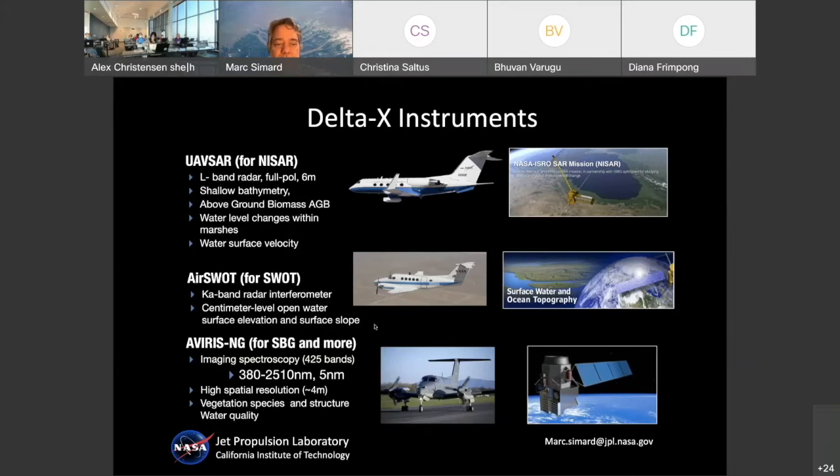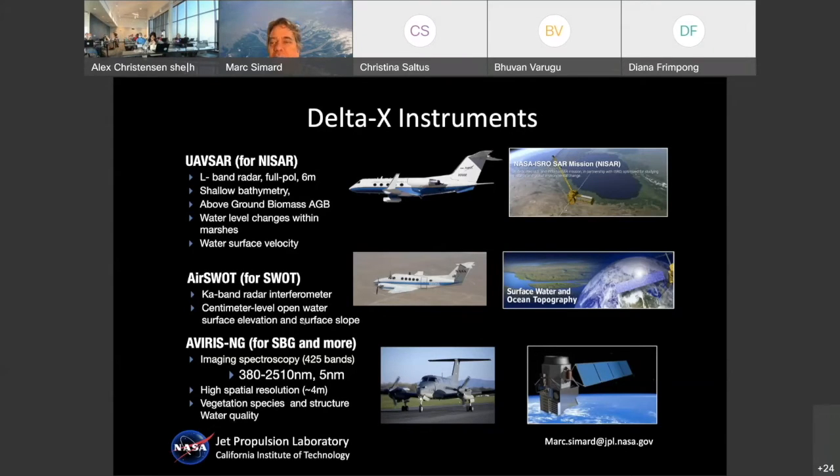AVIRIS-NG is an imaging spectrometer. It has 425 bands. Hopefully that's sufficient for you. Hopefully you don't have too much memory issues on this sensor, but you'll learn about it also in the next couple of days.